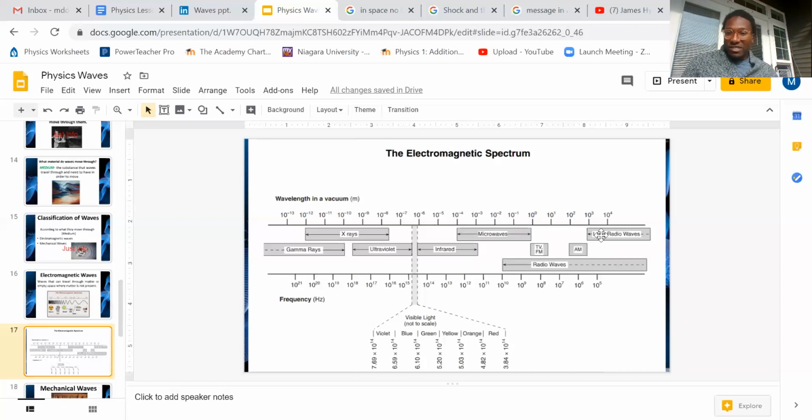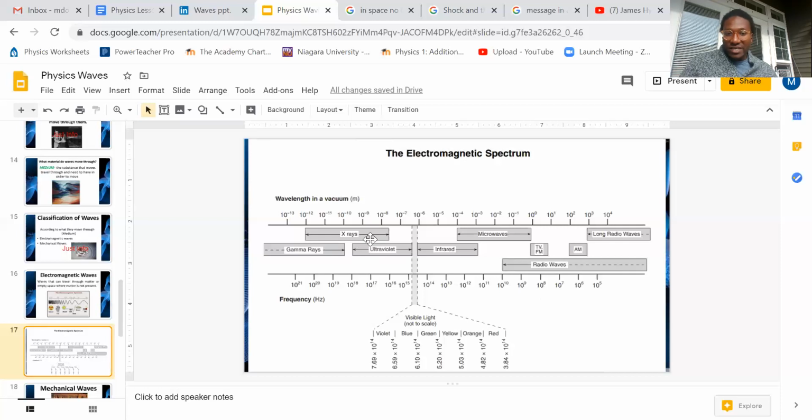What else is kind of cool? These long radio waves are usually like walkie-talkies, AM radio, FM radio. Now we get to this ultraviolet area, and that's mostly produced by the sun. So we have those produced by the sun. Not only does the sun give us our visible light, but the sun also produces ultraviolet light.